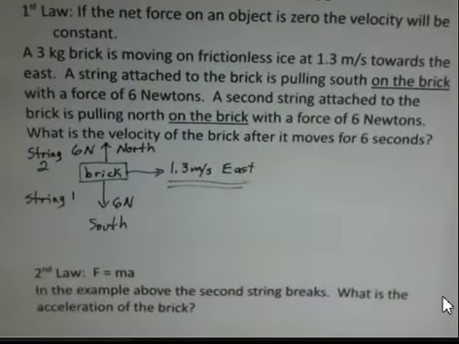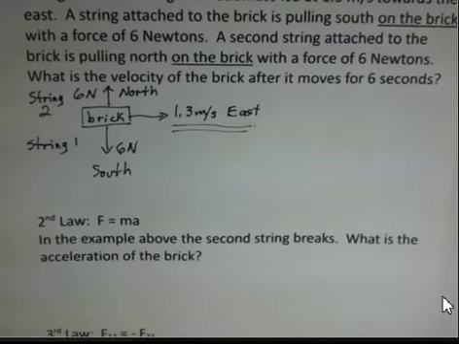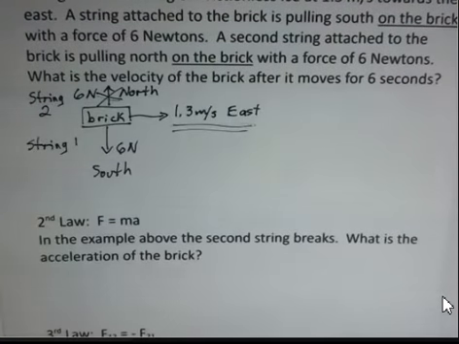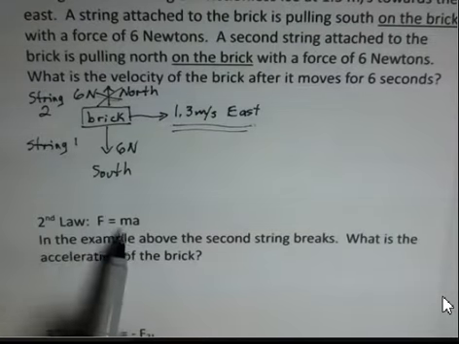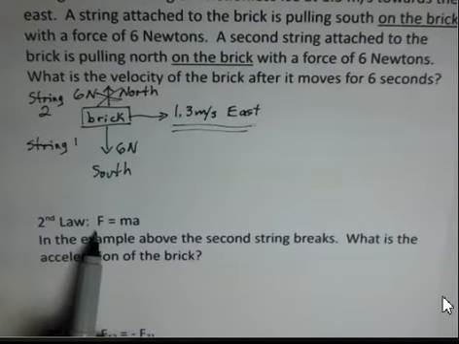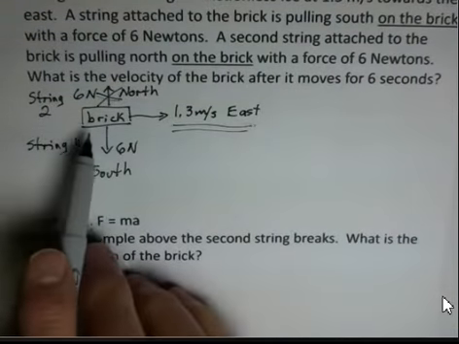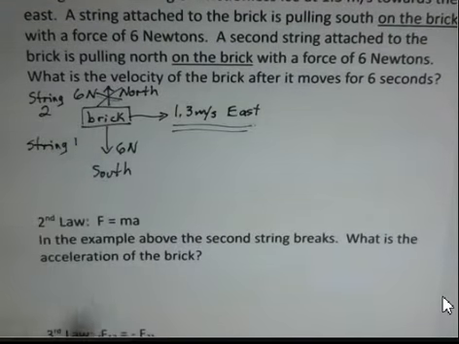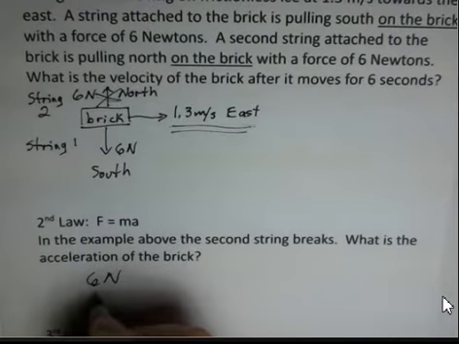So let's go a little more complicated. Suppose that the second string breaks. So there's no longer the 6 newtons pulling to the north. What's the acceleration of the brick? Well, now there is a net force. F equals ma. The F here is the net force acting on the object, the net external force. Don't worry about internal forces of the molecules in the brick. The mass is the mass that is in motion or system that we're considering, and a is the acceleration. Well, we only have one string, 6 newtons, so the force is 6 newtons, and that force is to the south.